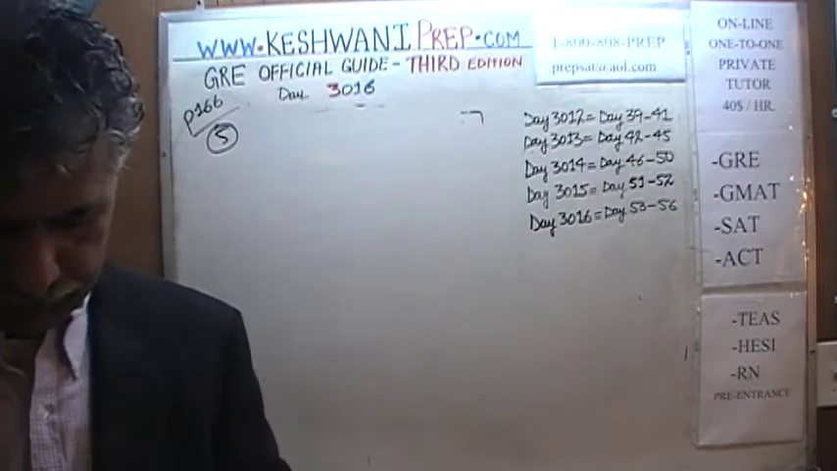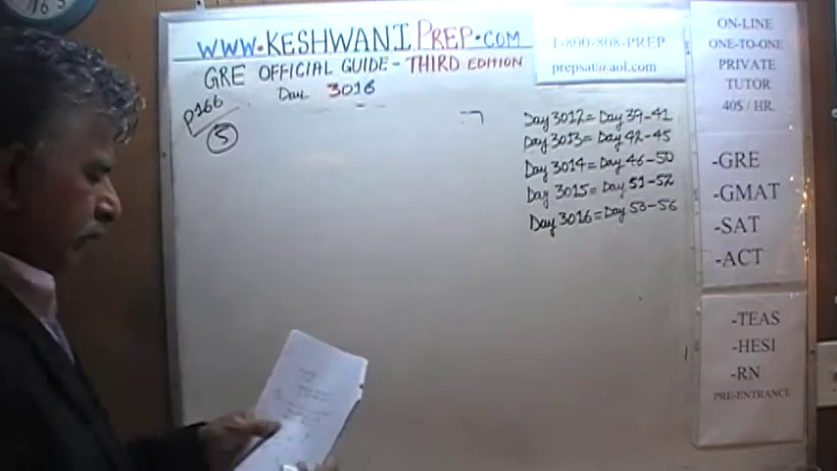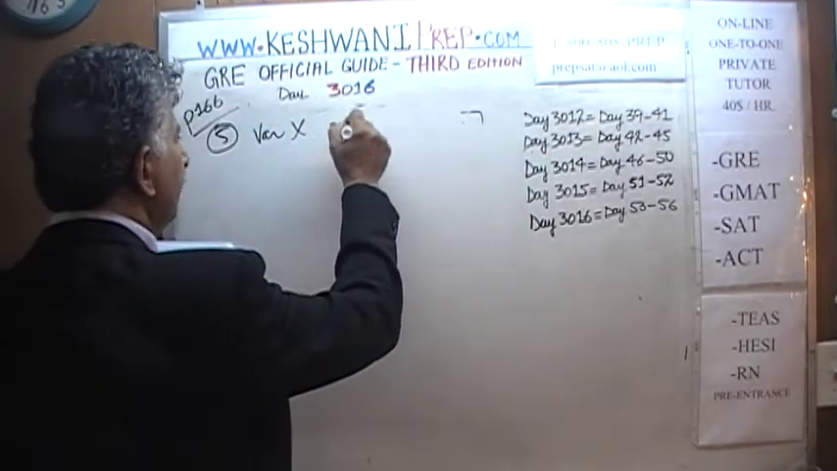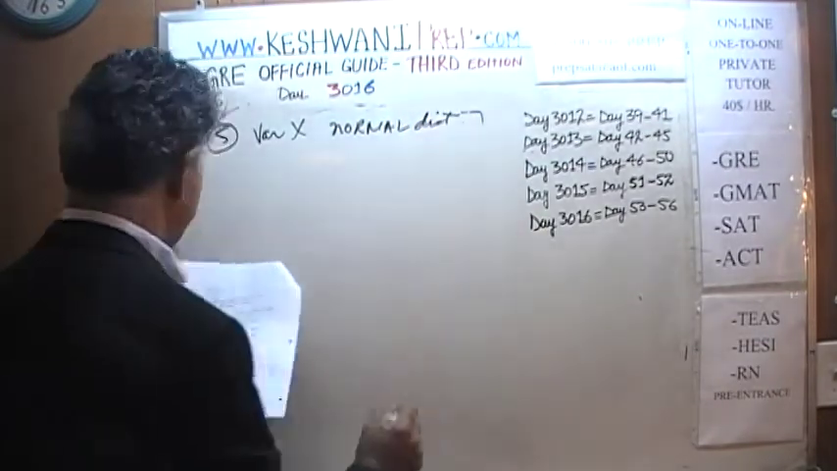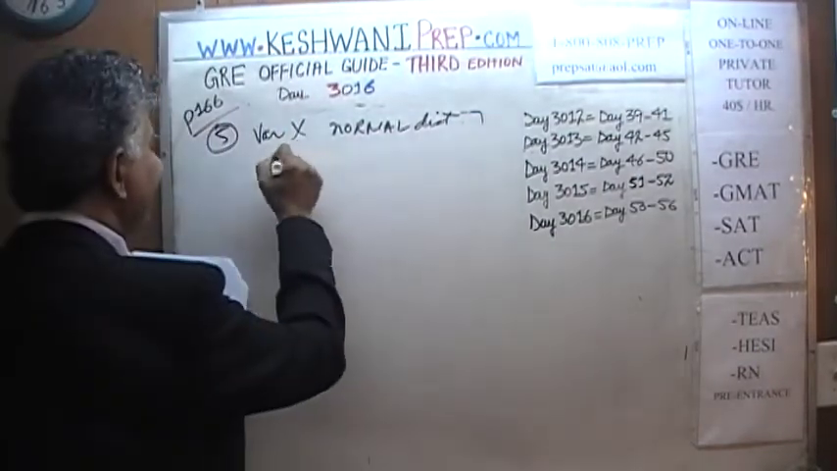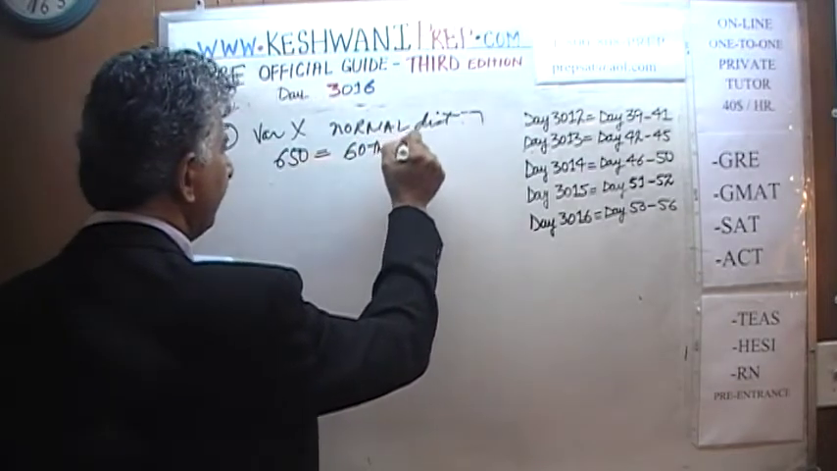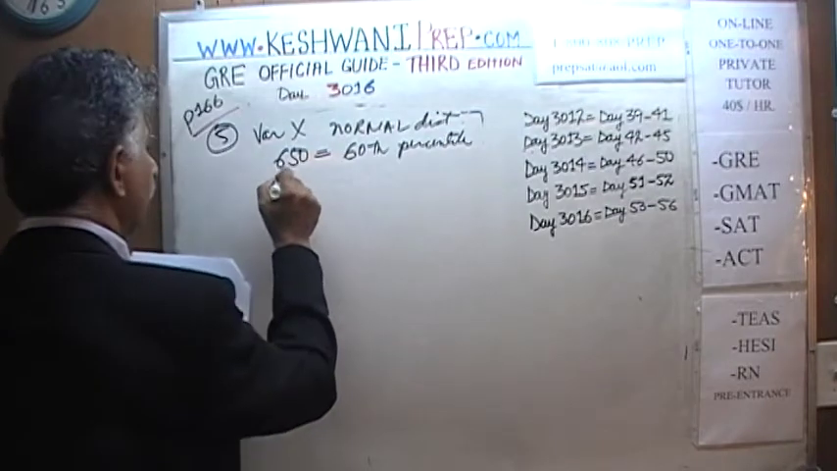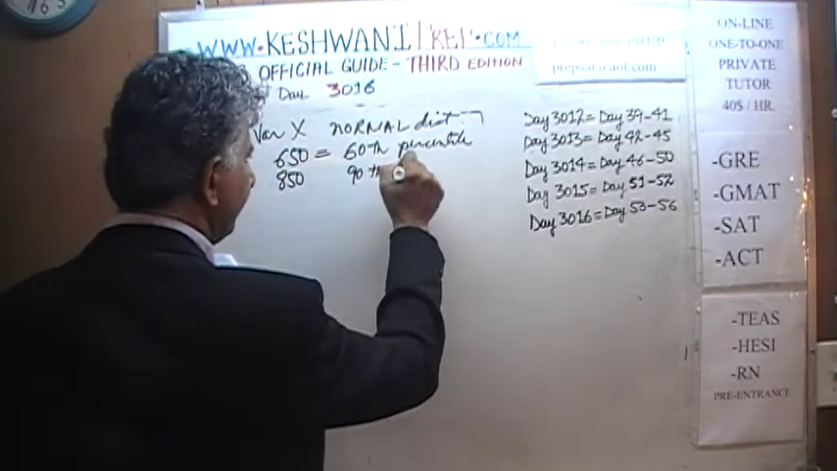In problem number 5, we are told that we have a variable x which is normally distributed. We are told that 650 represents the 60th percentile, and that 850 represents the 90th percentile.